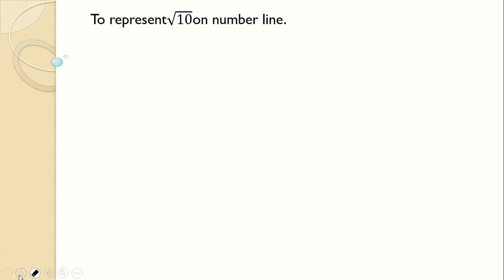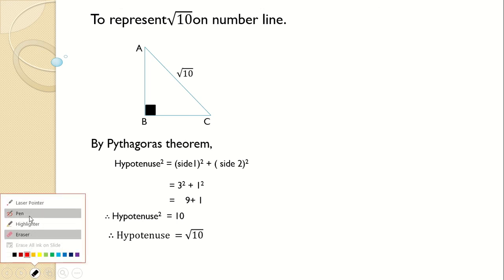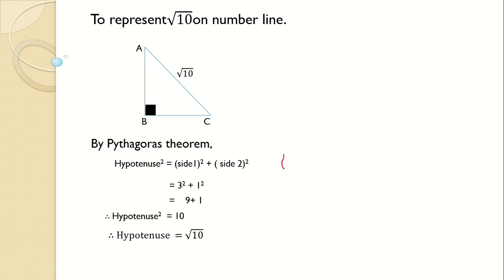Now to represent root 10 on the number line. For root 10, decide what numbers you should take. I want root 10 to be the hypotenuse. So by Pythagoras theorem, we should take 3 and 1, so 9 and 1. If you take 3 and 1, then you will get root 10. The method is exactly the same.